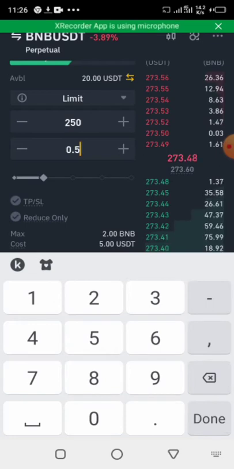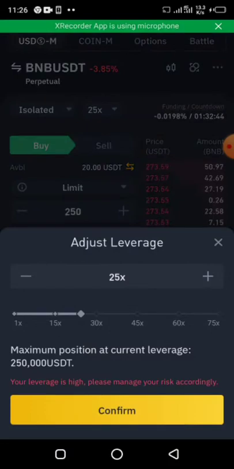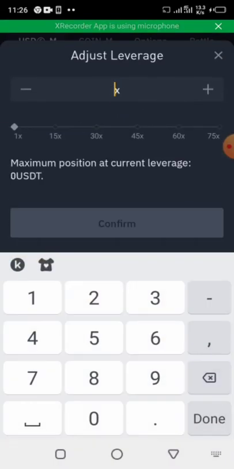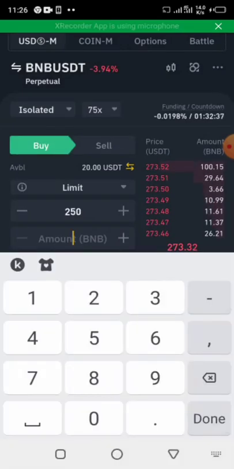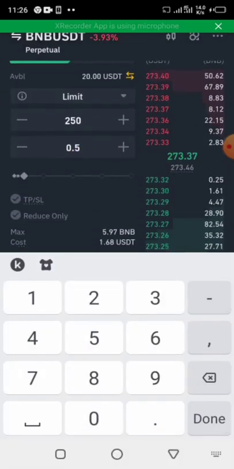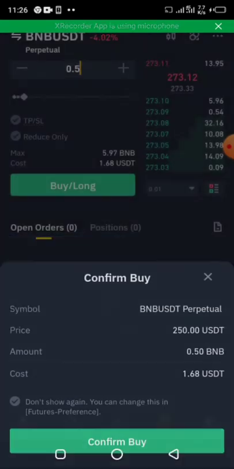The more your leverage, the lesser the amount it's going to cost you, and the riskier the trade is going to be for you. Please take note of that. So let me use that first one that I used, the 75. So I'm using this 75 and I'm buying 0.5 BNB USDT. So it will cost me 1.68. So I'm clicking on buy.